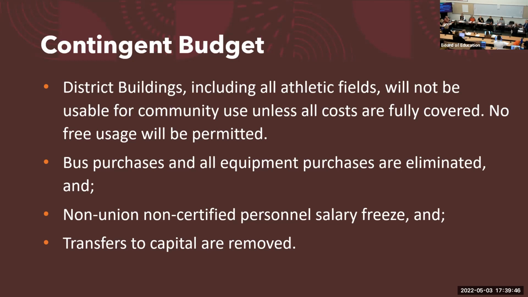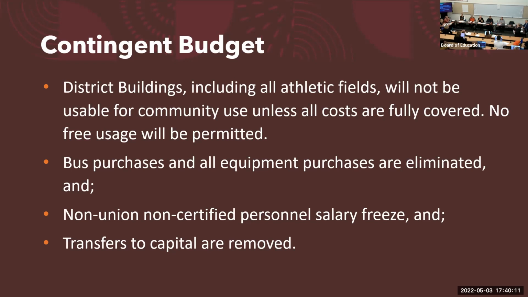If by chance on May 17th the community rejects this spending plan, then we have the option of going to a contingent budget. We don't get to adjust the budget. We can put the same budget back up or vote again at the exact same amount, or we could come back and reduce the budget. But if we stay with the contingent budget, that means the community cannot use any of our facilities for free.